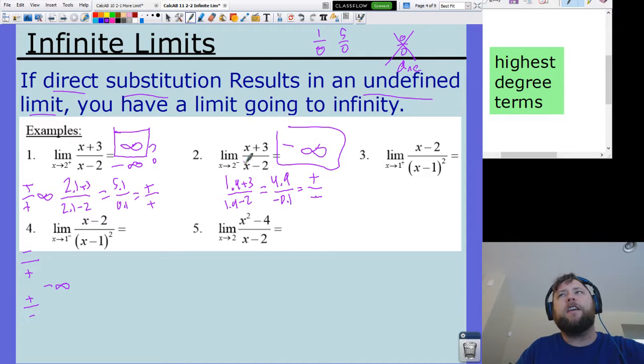And if you think about this, you're always going to have numbers a little bit less than 2. This bottom's always going to be negative. This top's always going to be positive. So all you have to do is plug in one number and you're fine. We'll save these for class so you can do them at home.